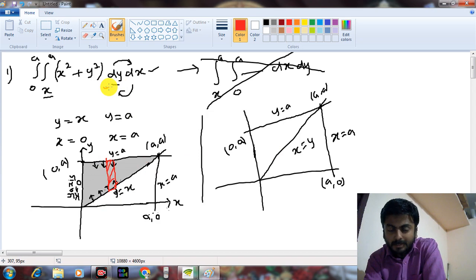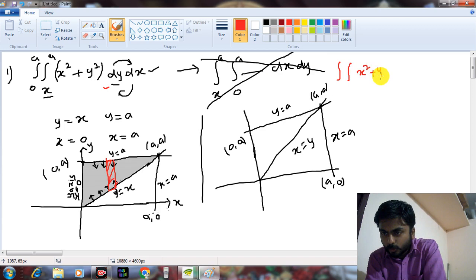Dy as dx and dx as dy. That is, we want the given integral to be the double integral of x square plus y square into dx dy.